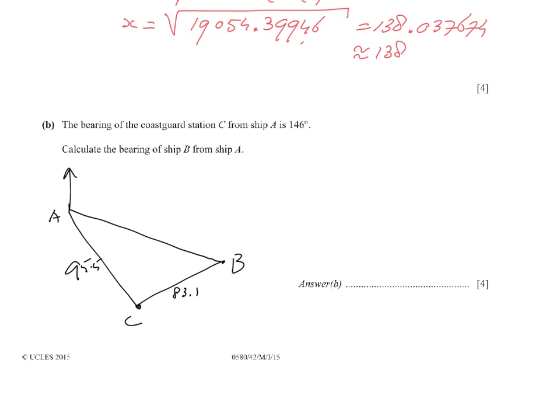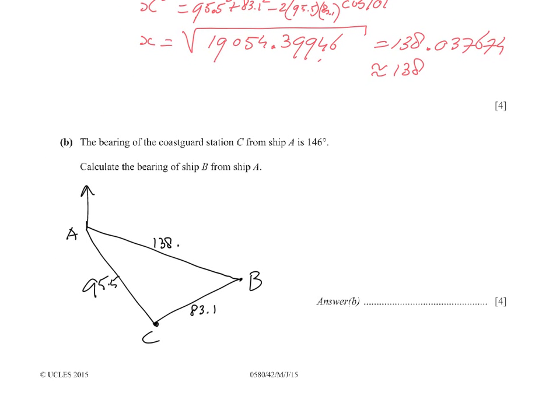This is 95.5. And we just found AB, which is about 138.0, I'm just going to put another decimal there, 138.04. And they tell me now that the bearing of the Coast Guard station C from A is 146. So a bearing is always measured from the north in a clockwise direction. So from A, they're telling me that this angle is 146 degrees. That's how he looks at the Coast Guard station.